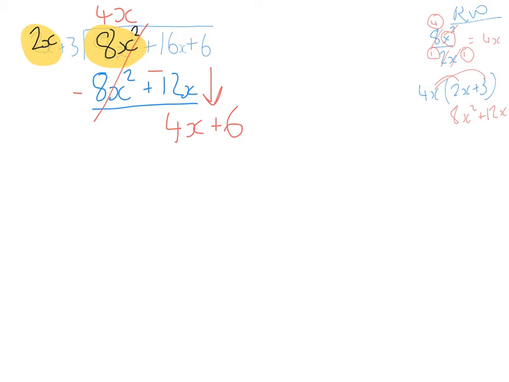Okay, so now we need to repeat the first step that we did by choosing the highest power of x in this term. So we have 4x and we have 6, so clearly the highest power of x is going to be the 4x. So again, we're going to divide 4x by 2x, just like we did up here. So we're going to do that over in our rough work. We have 4x divided by 2x.